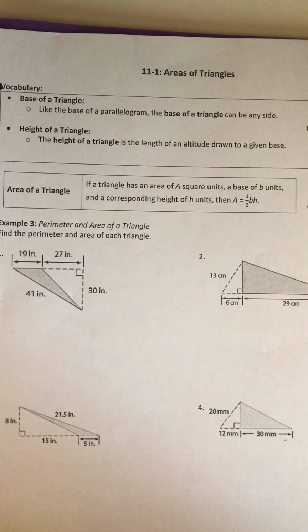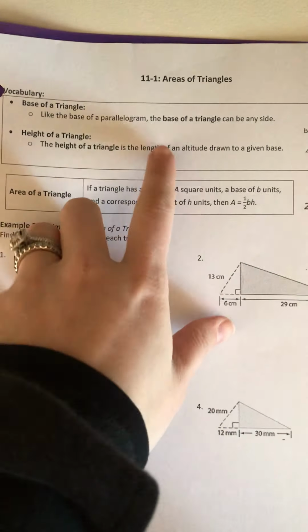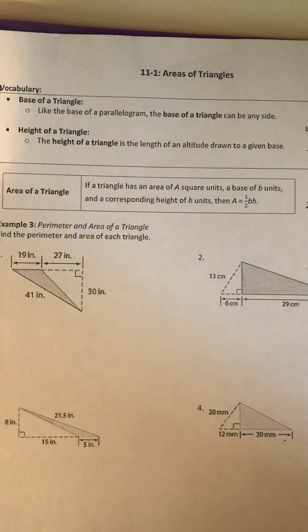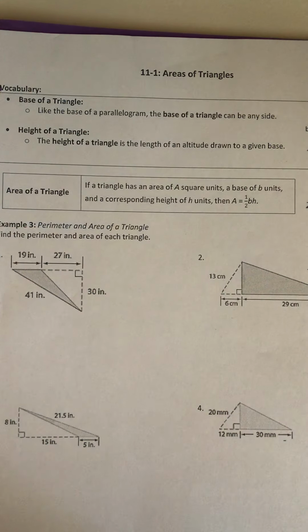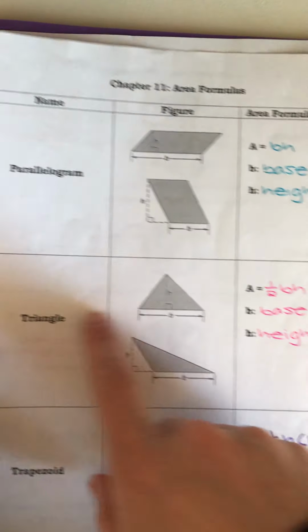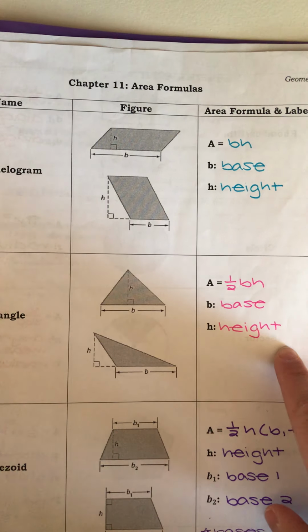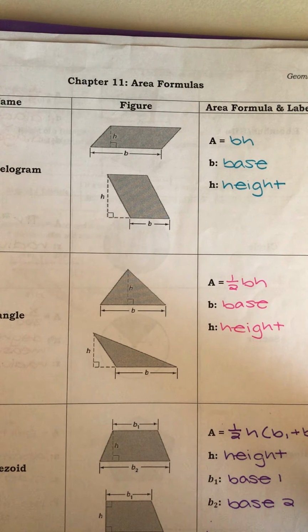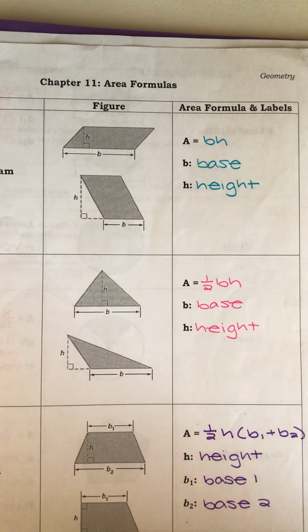So we're going to work on the second part of the 1-1 notes. It says 1-1 areas of triangles. Last class we did areas of parallelograms. So we're going to start with our orange formula sheet. We already have the parallelogram formula, but now we're going to add the triangle formula. So instead of it just being base times height, it's going to be 1/2 base times height. So make sure you write that down. 1/2 base times height.